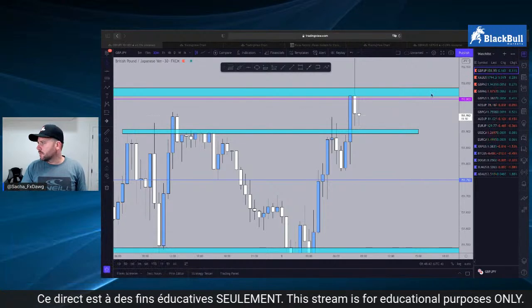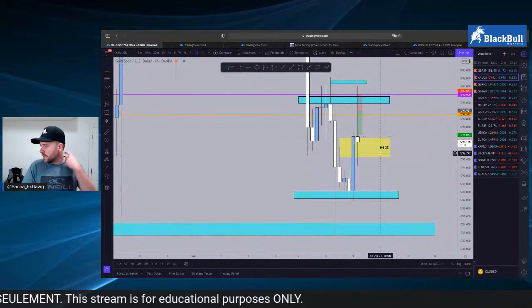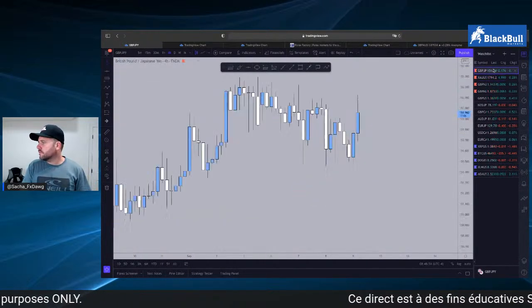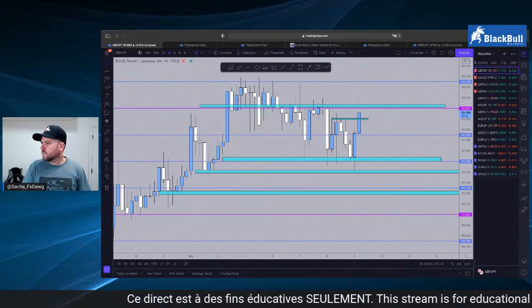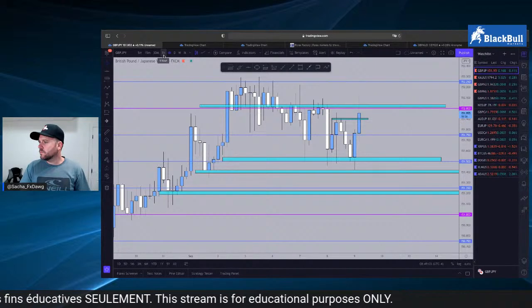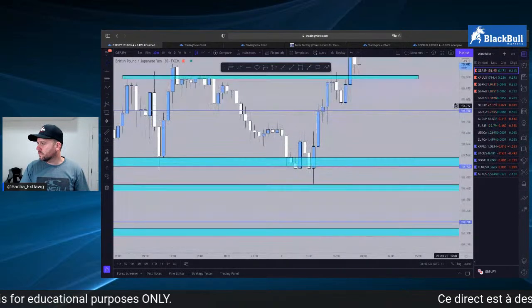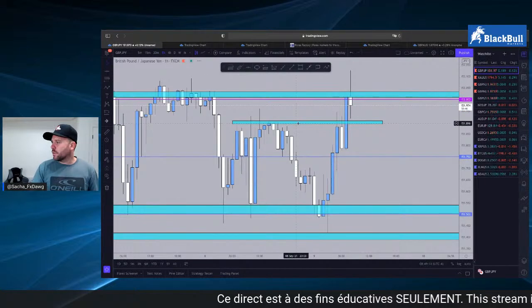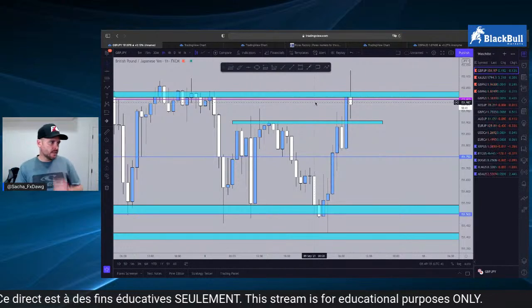H4 wick fill on gold possible? Oh yeah, very possible. We need this 1 hour to close bearish for continuation to the downside.